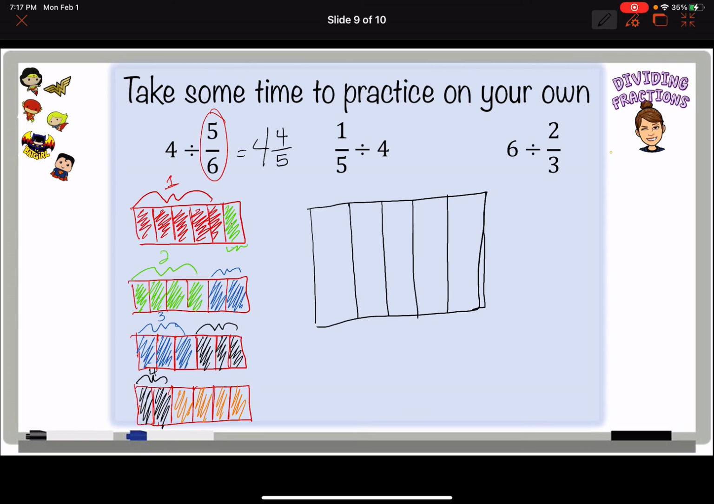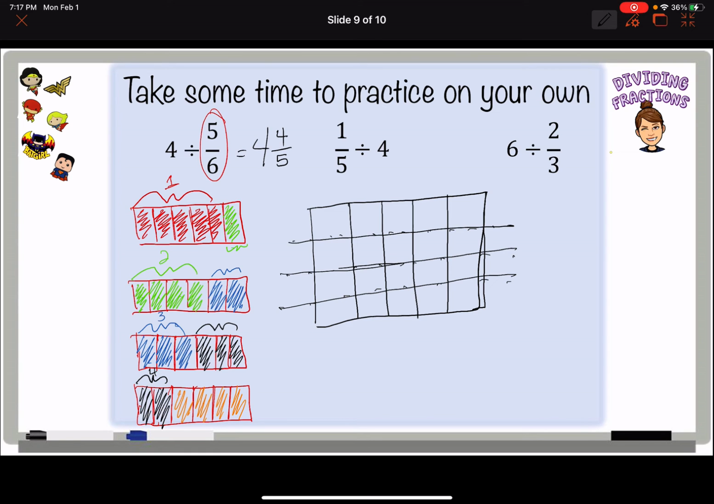All right. And I want to put 1/5 into 4 groups. So that means I have to cut all of these. So I have 4 groups. And I can do it as a dotted line. It might look a little bit better.